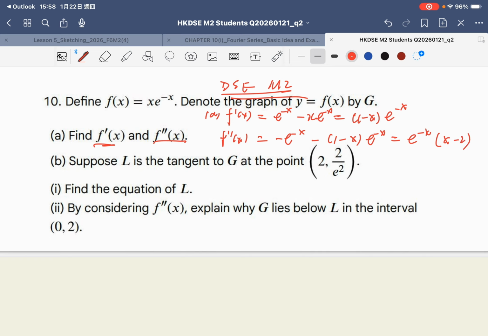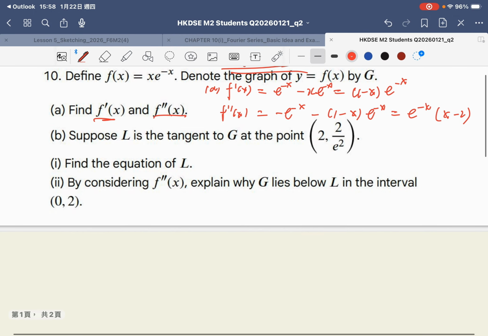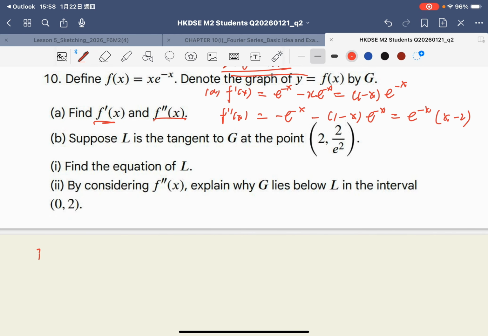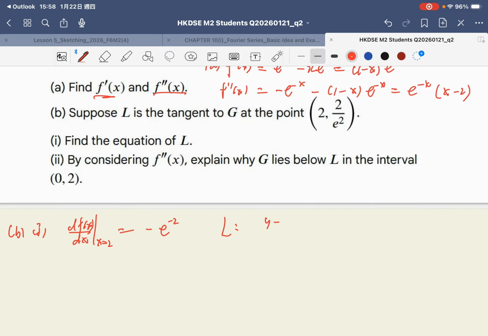For part B, L is a tangent to the curve at the point (2, 2 over e to the power 2), and find the equation of L. That is an easy job. For the first part, I have to differentiate to find the slope of this graph at that point. Put x equal to 2 into this function. The slope should be 1 minus 2, negative 1, times e to the power negative 2. Therefore, the equation of L should be y minus 2 over e to the power 2 equal to negative 1 over e to the power 2 times (x minus 2).